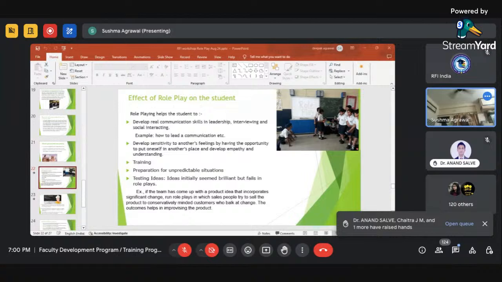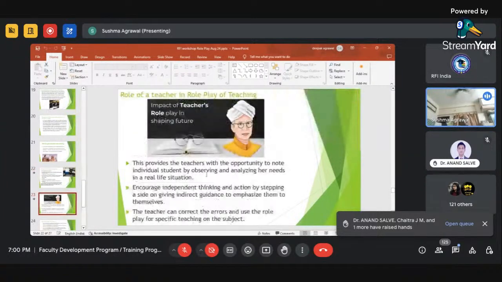Next benefit is testing of ideas. Ideas initially seem brilliant but fail in role plays. Sometimes things come up, there are some good ideas. You think that it can be performed well, it can be executed well, but when you go through the role play, sometimes it looks like it is not a significant idea, or we have failed to work upon it. So these are some of the effects of role play on the students.